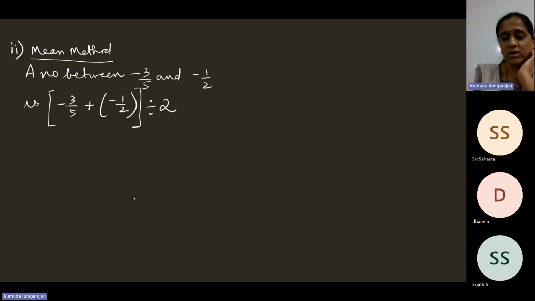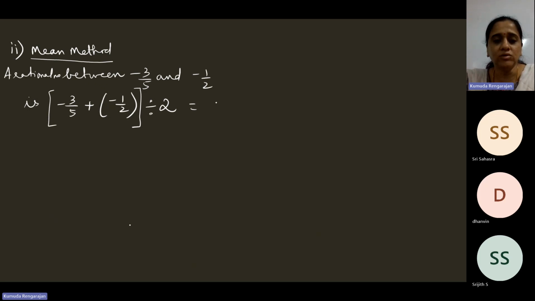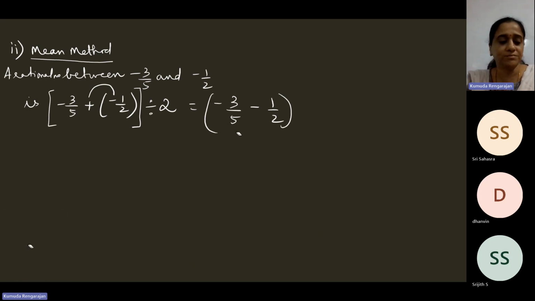Okay, so the numbers are -3/5 and -1/2. A number, meaning a rational number. Let me write it. A rational number between -3/5 and -1/2 is: add the two numbers and divide by 2. So that's equal to -3/5 - 1/2, because plus into minus is minus, divided by 2. Divided by 2 becomes 1/2.